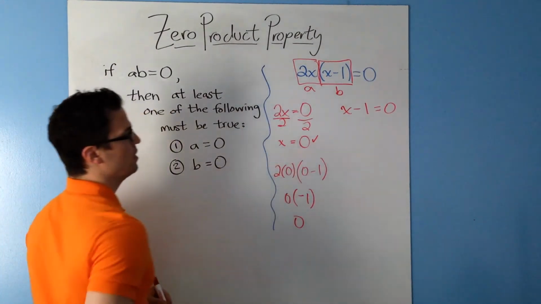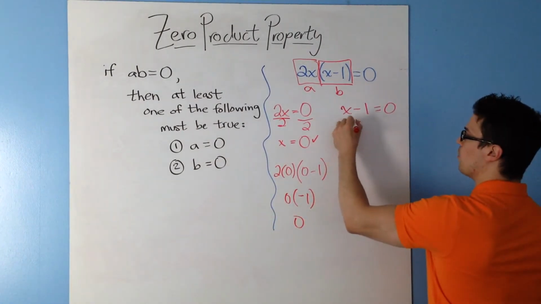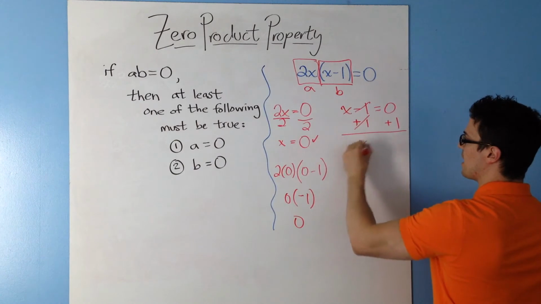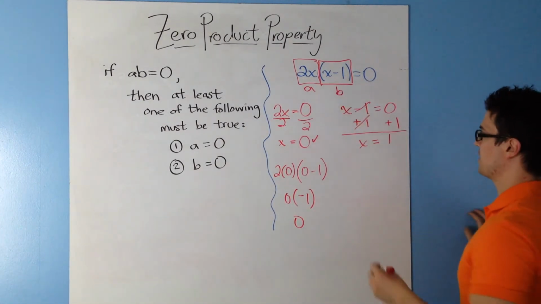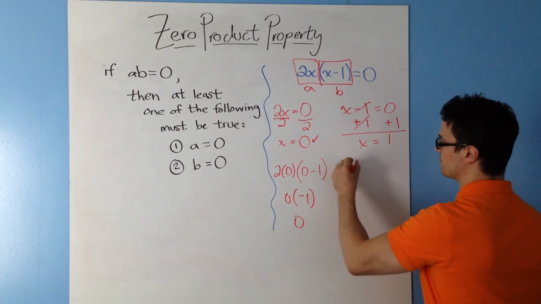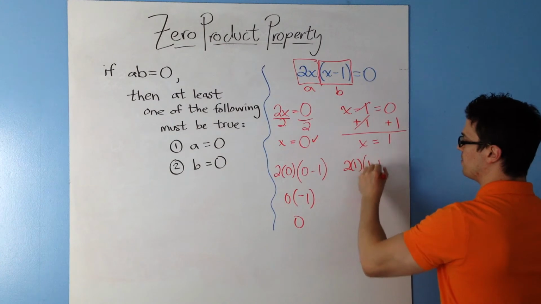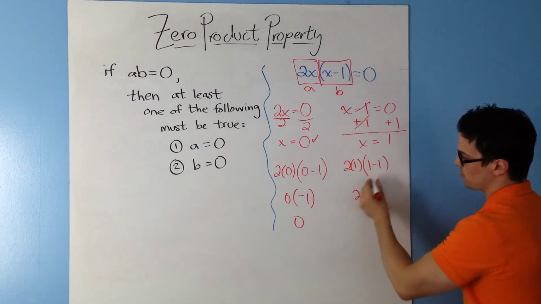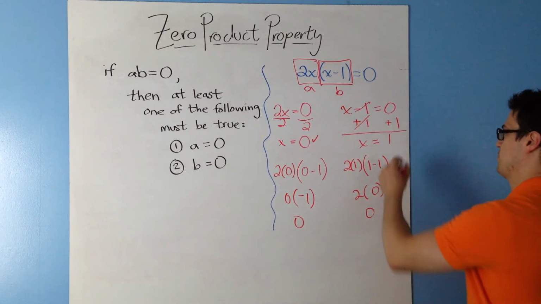x equals 0. Let's try this x minus 1. Well, you're going to want to add 1 to both sides. Ones cancel, you end up with x is equal to 1. Okay, let's test this x equals 1 and plug it up here. We have 2 times 1, because it's 2 times x, times the quantity 1 minus 1. Well, 2 times 1 is 2, times 1 minus 1, which is 0. 2 times 0 is 0. Okay, so this works as well.